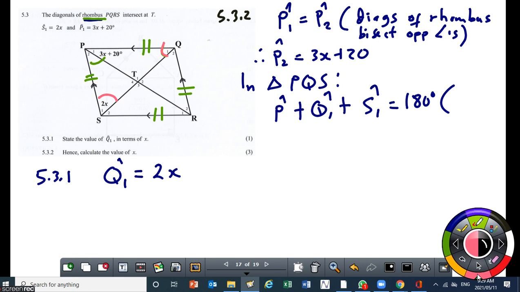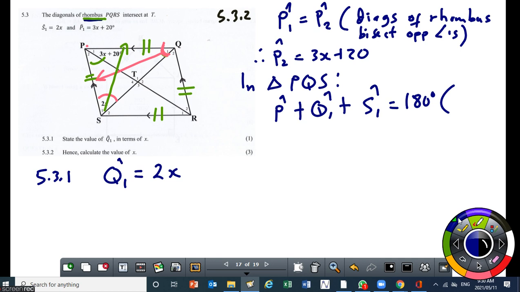Do you agree with me that PS is equal to PQ? Yes, sir. Do you also agree with me that Q1 is opposite PS? Right? And also S1 is opposite PQ. Okay, yeah, I see now, sir. All right, so you're okay now, right? Yes, sir. Okay, thank you.